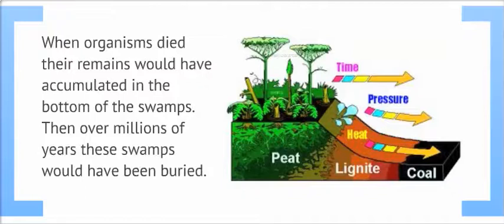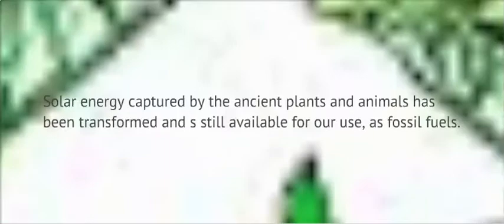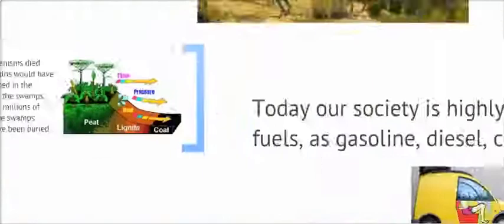So as you can see, there's a great little depiction where these animals died in the peat, okay, and then the heat and the pressure and over time is going to change it into coal. So solar energy captured by the ancient plants and animals has then been transformed and is still available for our use as fossil fuels. So this energy, again, it doesn't disappear, it is just transformed into a different form.